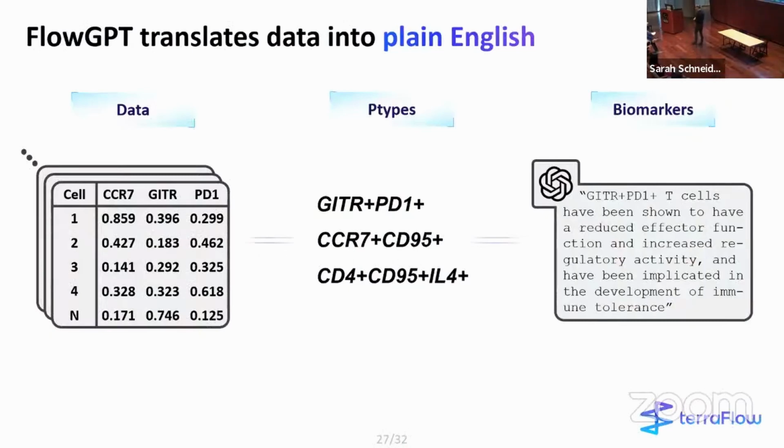Actually, TerraFlow can help you with this too. We immunologists don't have time to read every single paper that comes out in our field. So we're starting to use ChatGPT-enabled technology to query thousands of biomedical journals and synthesize what people are telling you about your selected cell populations. So when the algorithm tells you that GITR PD-1 is important, we can tell you that that population has been associated with reduced effector function, increased regulatory activity, and the development of immune tolerance.